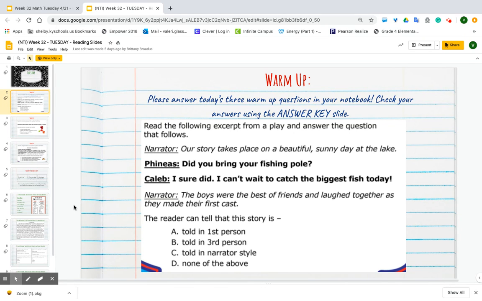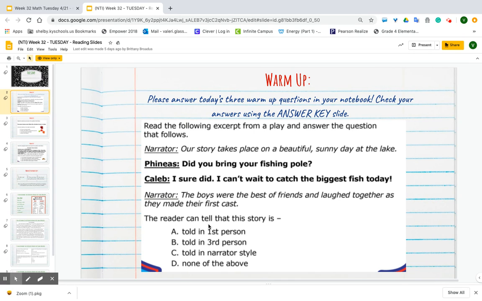And then we have third person. And the third person is outside of the story, and they're looking in and telling the story. And they're using words such as they, he, she. So with that being said, let's take a look at this.